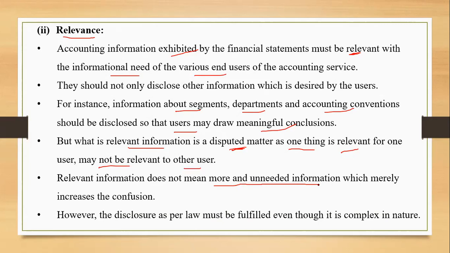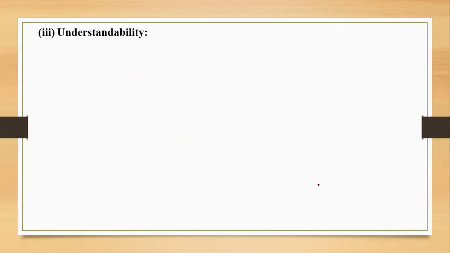That's relevance. First was reliability, second is relevance, third is understandability. अब ये भी ऐसा होता है ना कि like the end user should be able to interpret the accounting information in the way it has been produced by the company. Company ने annual report बना दिया, a fixed set of books of accounts is there.